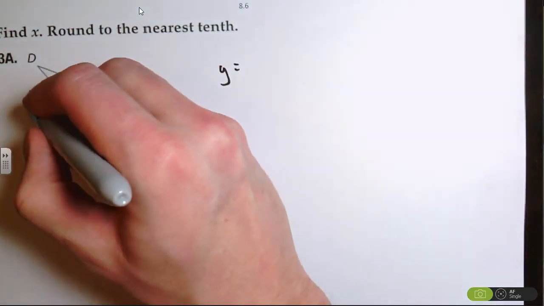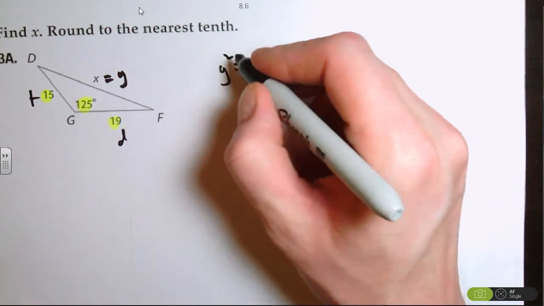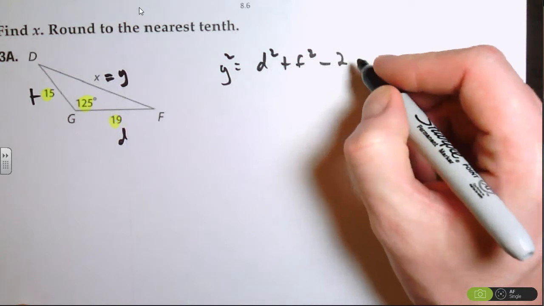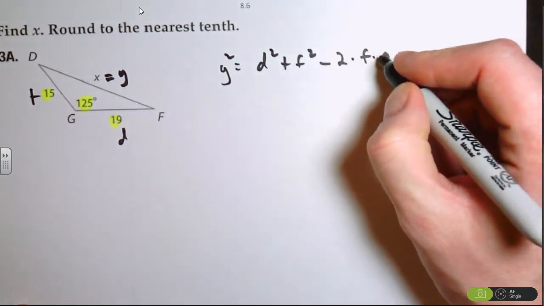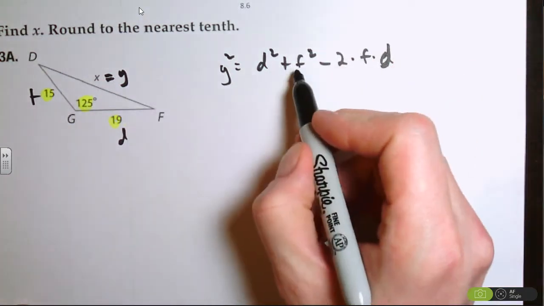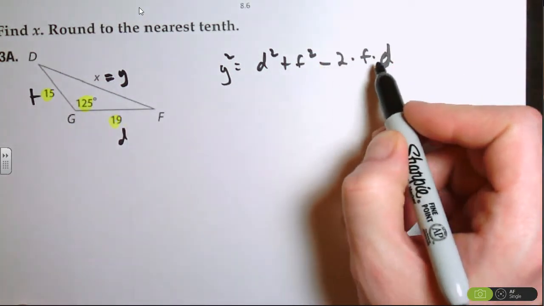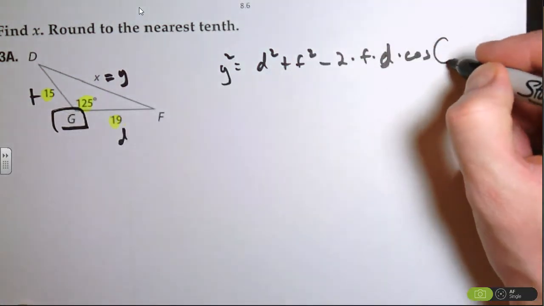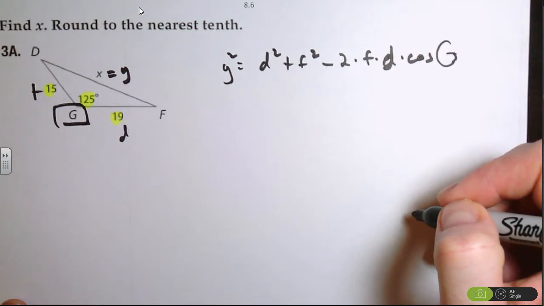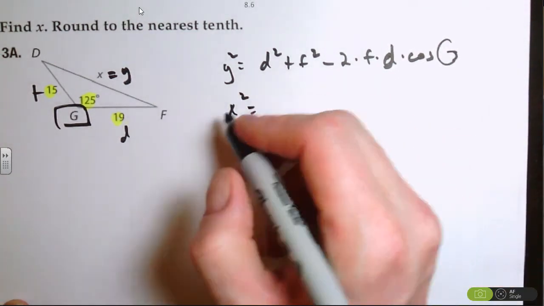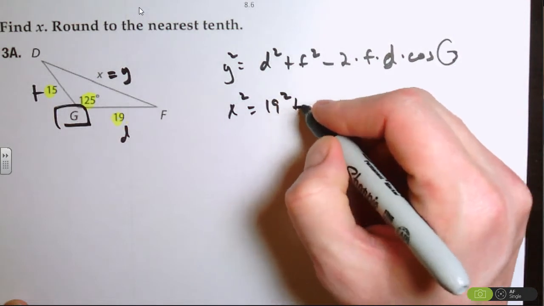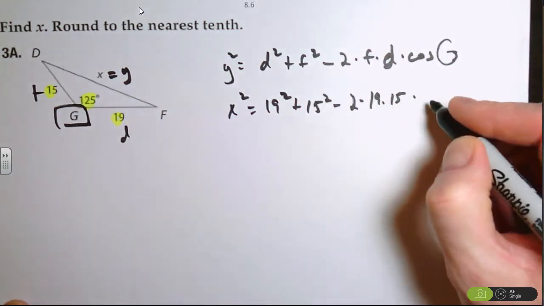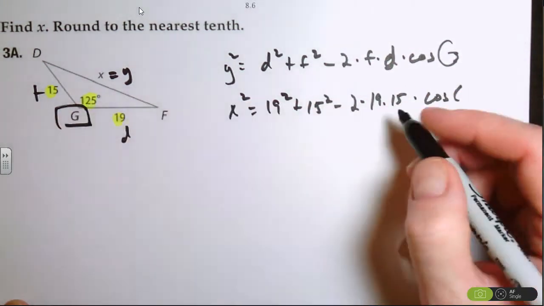G squared is d squared plus f squared. It's always the other two sides, minus 2 times f times d. So it's the two sides squared added together, minus 2 times the two sides multiplied together times the cosine of the angle opposite the side we're looking for, so angle G. In this case, it would be x squared equals 19 squared plus 15 squared minus 2 times 19 times 15 times the cosine of 125 degrees.